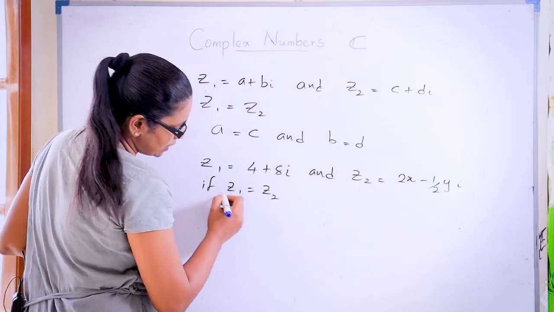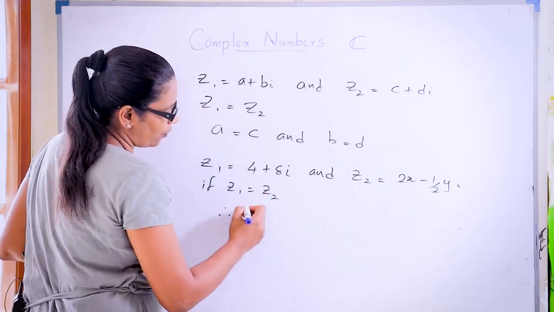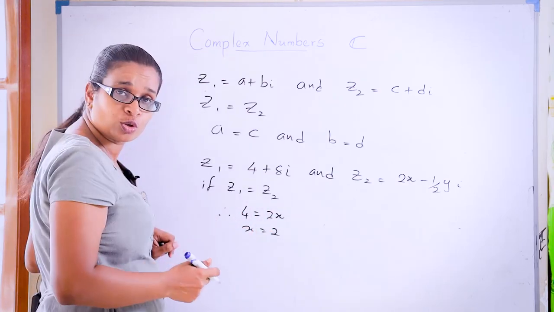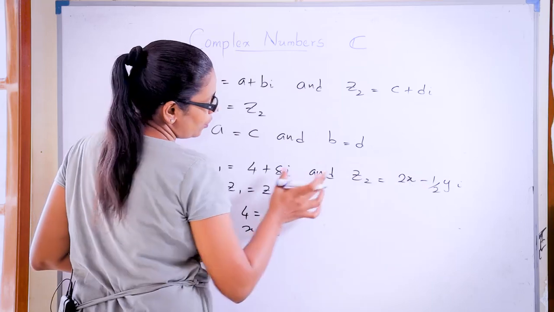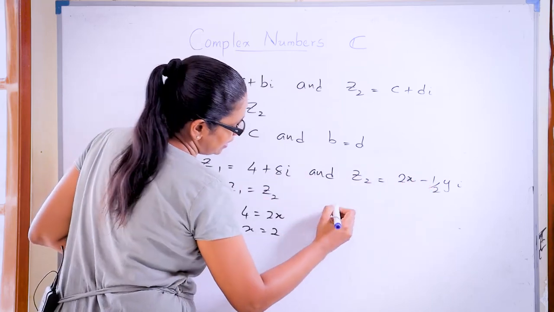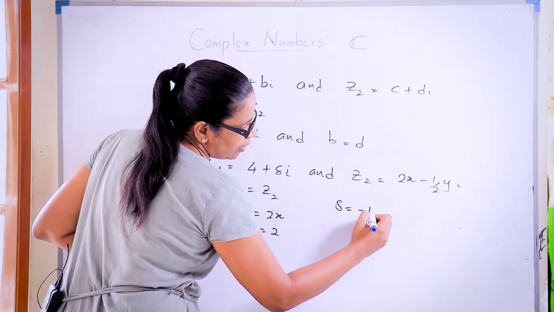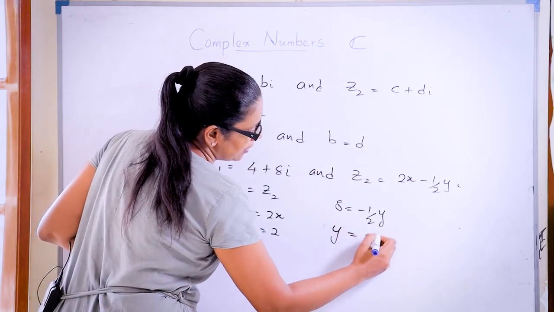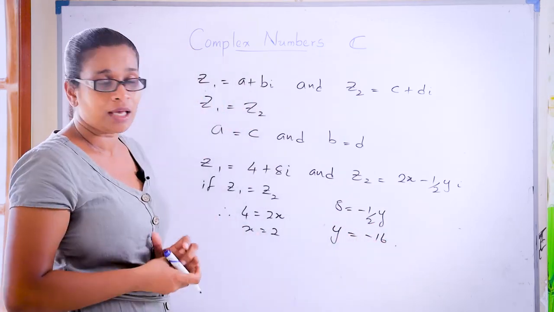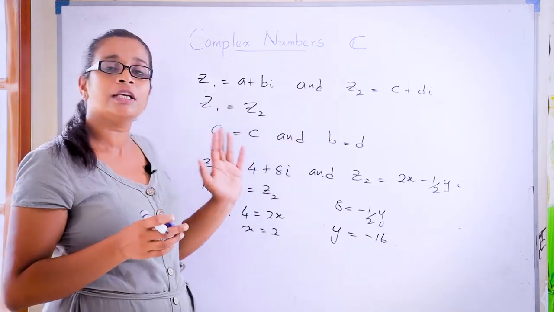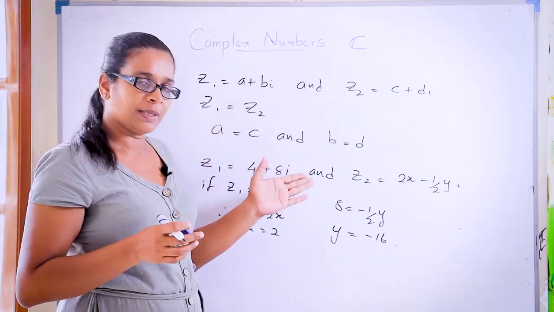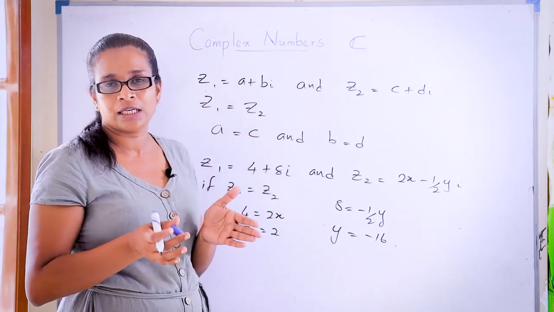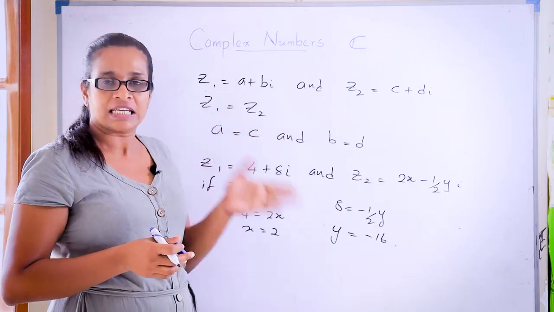Since Z1 equals Z2, 4 should be equal to 2x, so x becomes 2. And if you consider the imaginary part, 8 should be equal to minus half y, then y equals minus 16. I think you can understand the equality of two complex numbers. Both imaginary and real parts should be equal for these two to be equal.